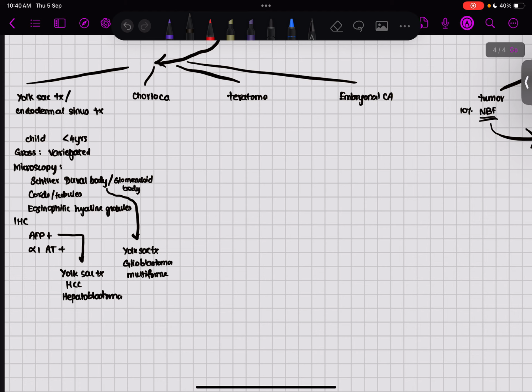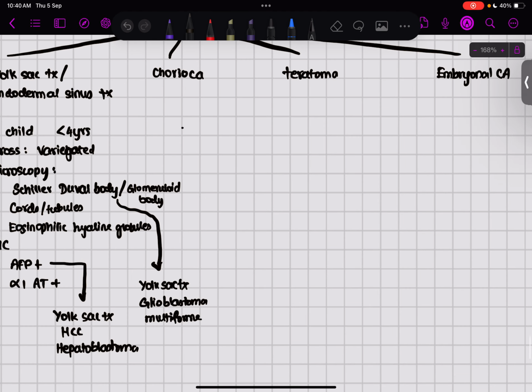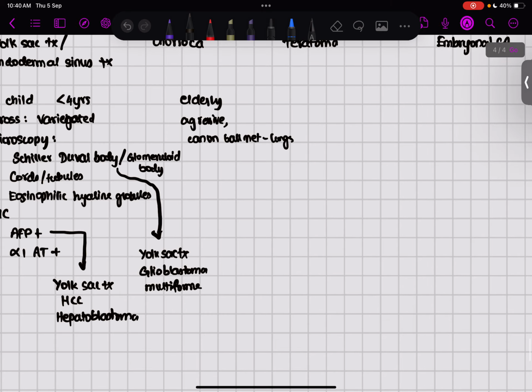With this we move on to choriocarcinoma. Choriocarcinoma is seen in elderly. It is an aggressive tumor. It has poor prognosis. It is radioresistant but chemosensitive and has cannonball metastasis in the lungs. Now on gross there is hemorrhage and necrosis.